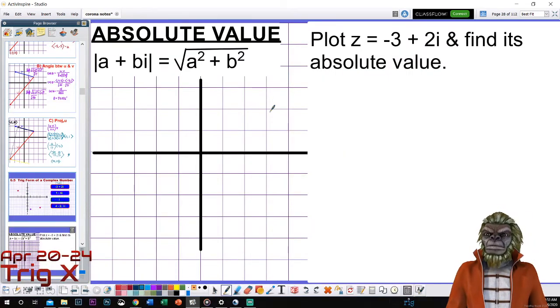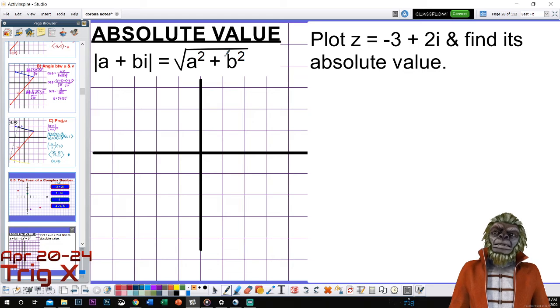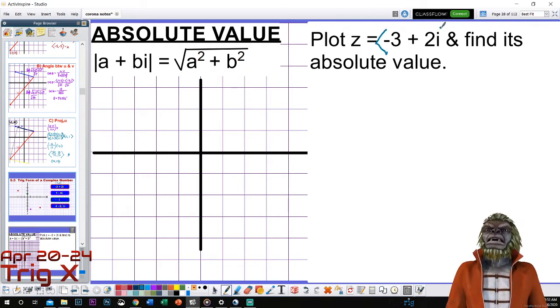Now we move on to absolute values. Absolute value is the same as finding the magnitude of the vector, or in other words, the distance. So you'll notice that this is the same as the distance formula that we used to find the magnitudes of vectors. You're going to consider this to be like a vector. (-3, 2) would be your vector. So if you want to think of it like this, that's great.